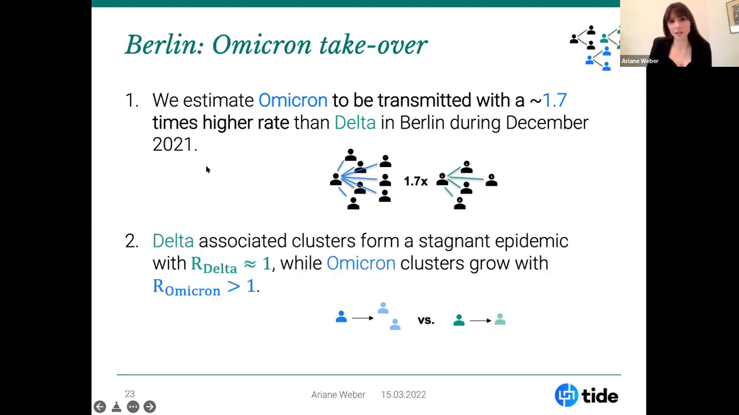And we find the Delta associated clusters to form kind of a stagnant epidemic for the whole time period that the trees span, where we have an R value of around 1, while the Omicron clusters grow with an R value significantly bigger than 1.